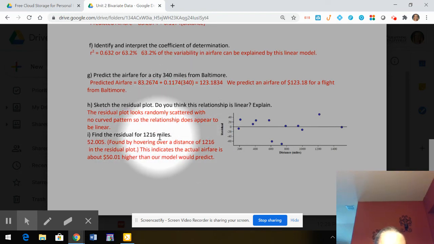And then finding the residual for 1,216 miles, go to Statcrunch, hover over that in your X, and that means that I have a residual of about $52.01. So in other words, the actual airfare is about $52.01 higher than our model would predict. All right, so that's the third example.